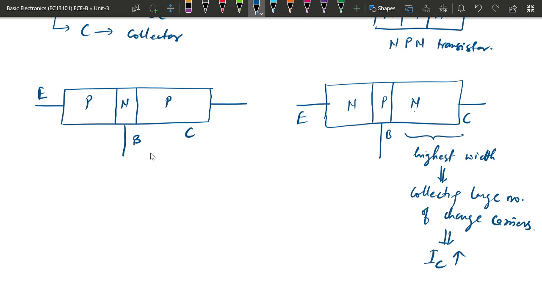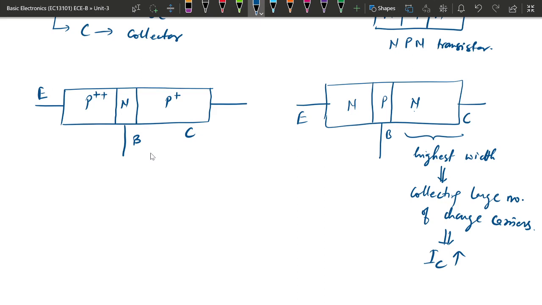Okay, so this is our main motive, that's why we have made the highest width. Also, the advantage of this emitter is that it should be emitting the charge carriers, that's why it is heavily doped. Okay, so in case of doping, the emitter is heavily doped, the collector is moderately doped, and the base region is lightly doped. So the base region is called a lightly doped region.